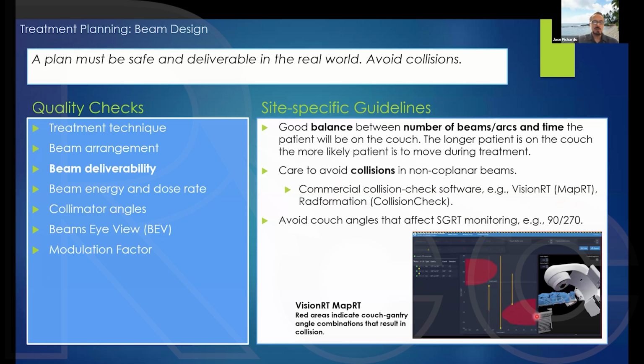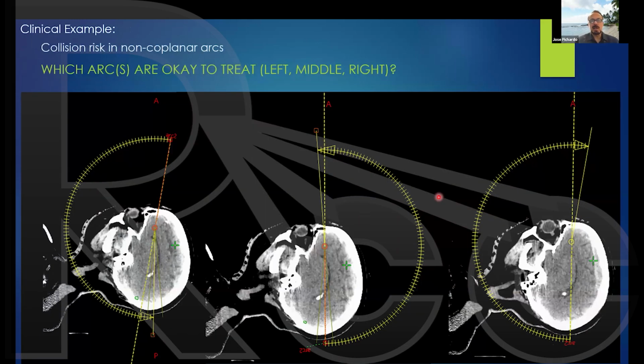So this information, you get it immediately after CT SIM, before the plan has even been created. So the dosimetrists can use this information to determine which angles and which arcs to use in the plan to avoid collisions. All right, here's a clinical example, something that actually happened to me. I was the idiot who did this. All right, so which arcs are okay to treat?